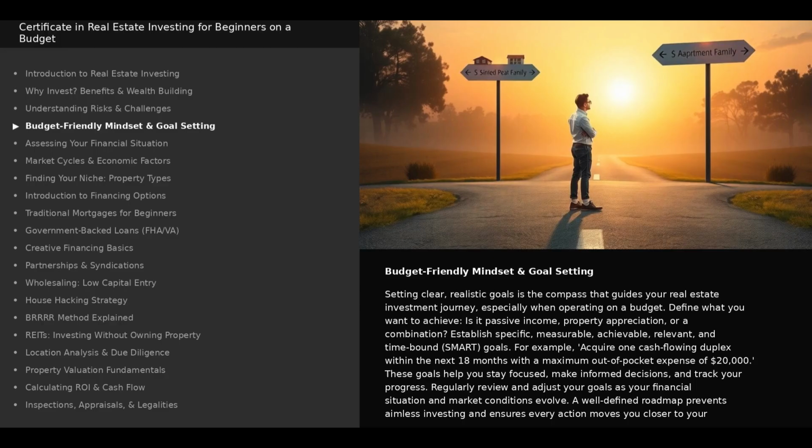Regularly review and adjust your goals as your financial situation and market conditions evolve. A well-defined roadmap prevents aimless investing and ensures every action moves you closer to your financial objectives.